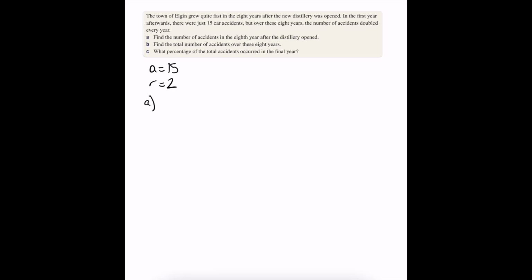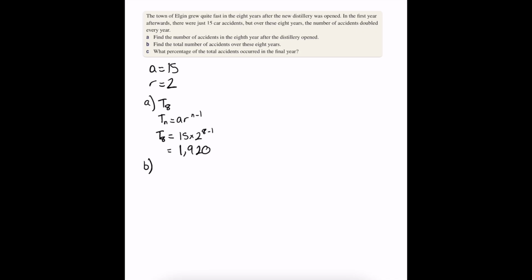So part A says find the number of accidents in the 8th year after the distillery opened. This is essentially just asking for the 8th term. We should know that the formula for the nth term of a GP is a r to the power of n minus 1. So for the 8th term, we can plug in our information. And what we end up getting, if we just plug this into the calculator, is 1,920 accidents in the 8th year.